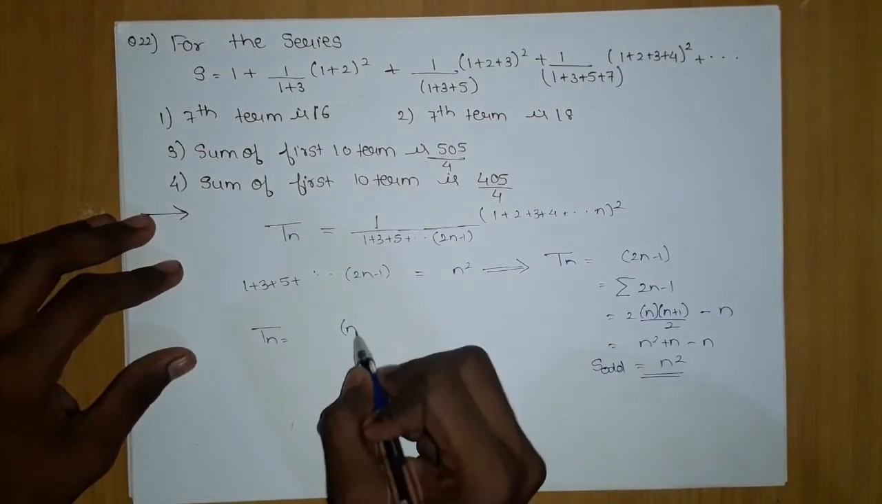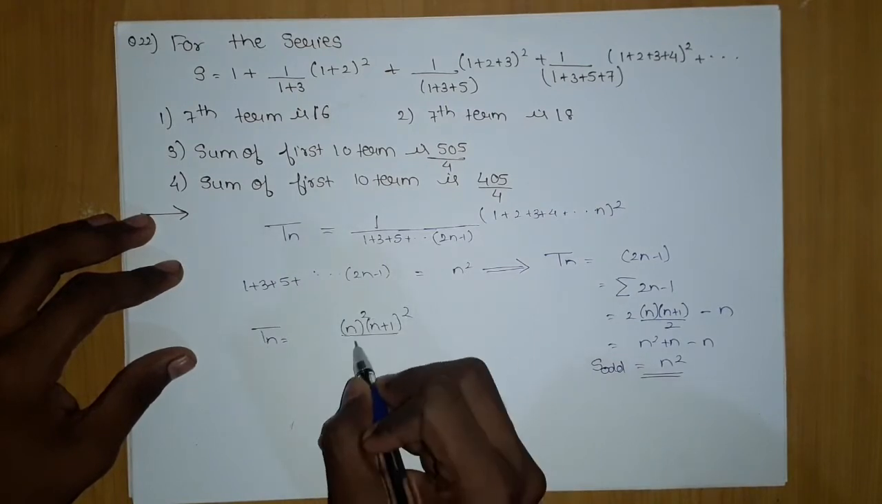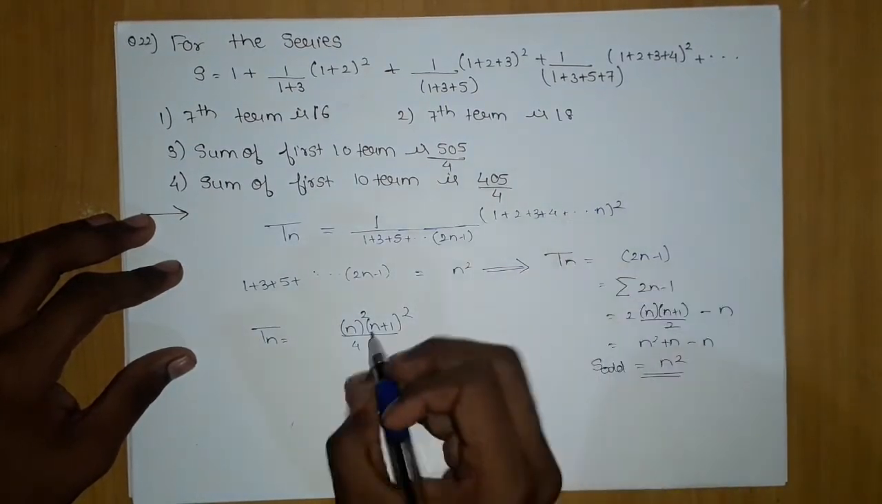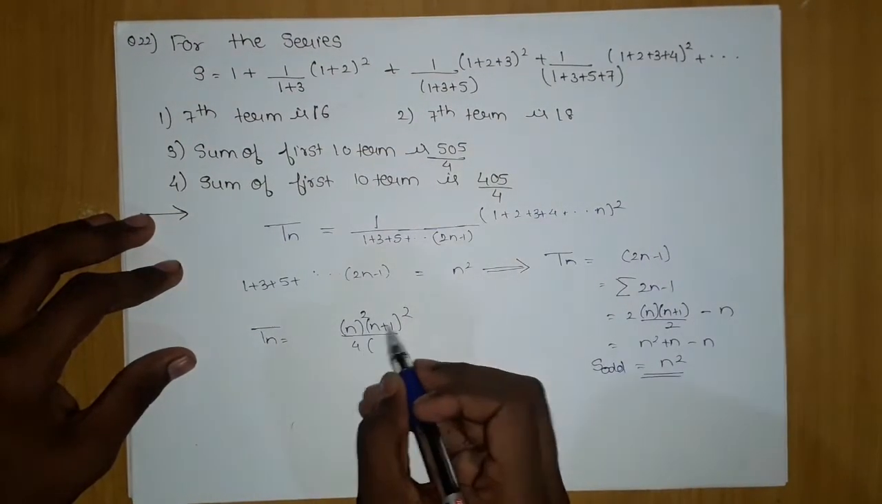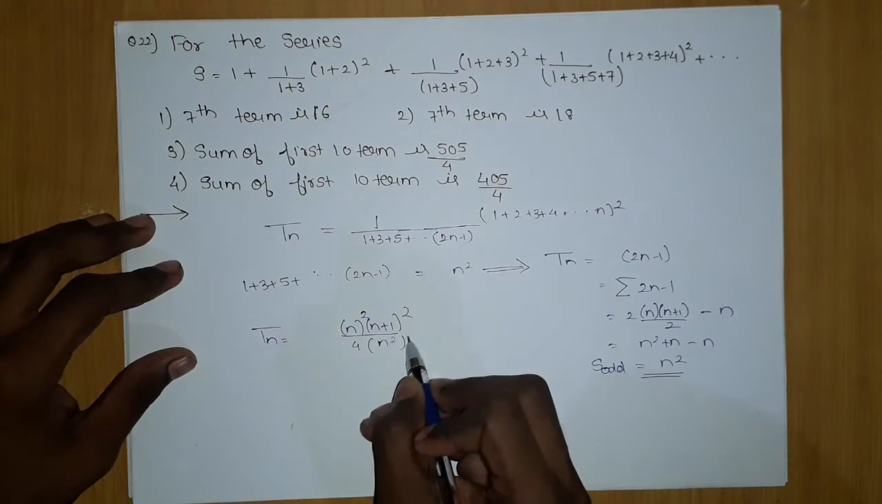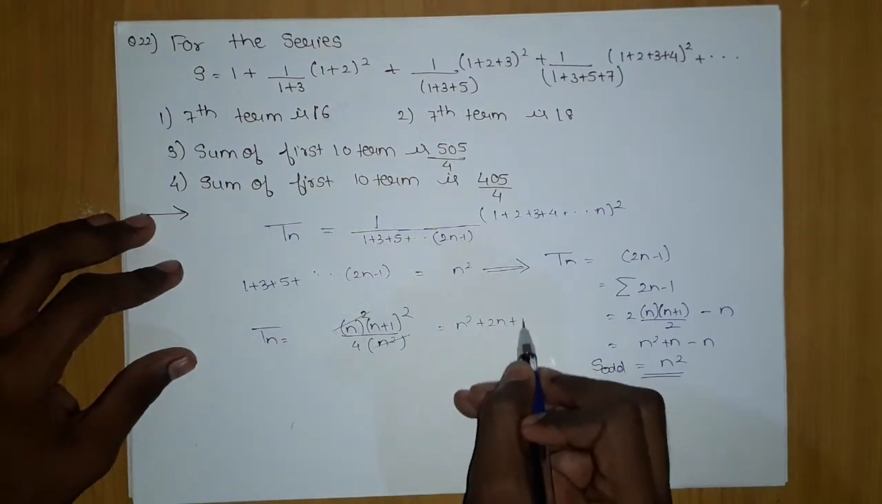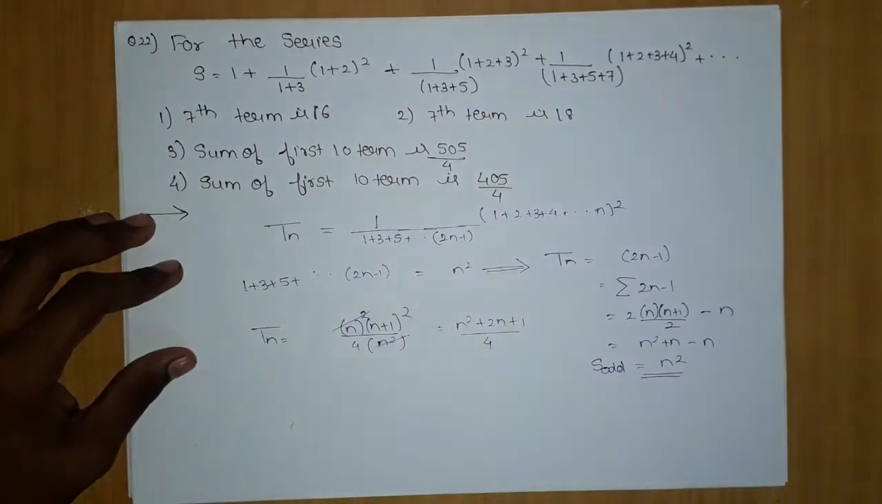So here's n into n plus 1 the whole square upon 4. Okay, n into n plus 1 by 2, its square will become what? N square, n plus 1 the whole square, and 2 square, which is 4, and here it will be n square. So this and this will cancel out, giving me finally n square plus 2n plus 1 upon 4. Okay, so I got my Tn.